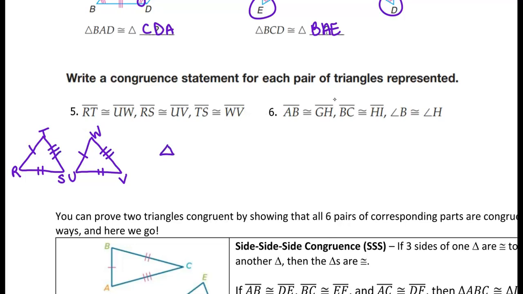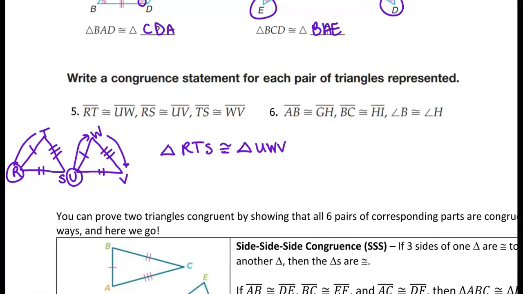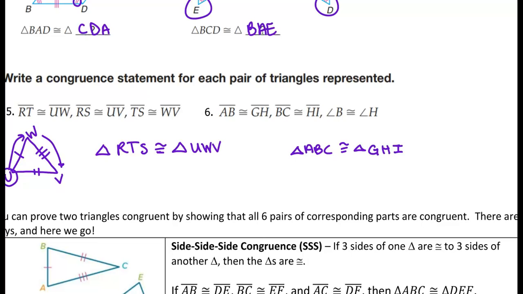So our triangle congruence statement would be, let's start with R, and then we can go to T, then S. Triangle RTS is congruent to triangle, and if we start at R, over here we start at U, and then go to W, and then V. All right, go ahead and try number 6 on your own. Push pause, try it, and then push play to check when you're ready. So even if you had a different order, A should still be corresponding to G in the same positioning. If you didn't have it first, if you had them both second, that's fine. B should be corresponding to H, and C should be corresponding to I.